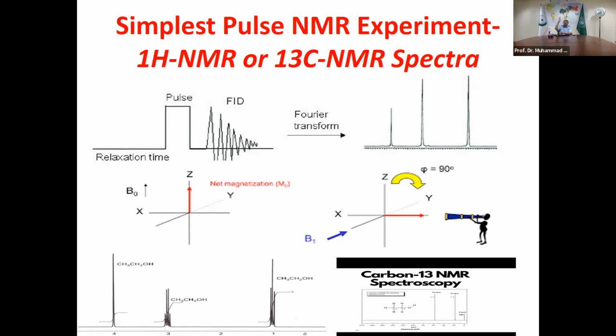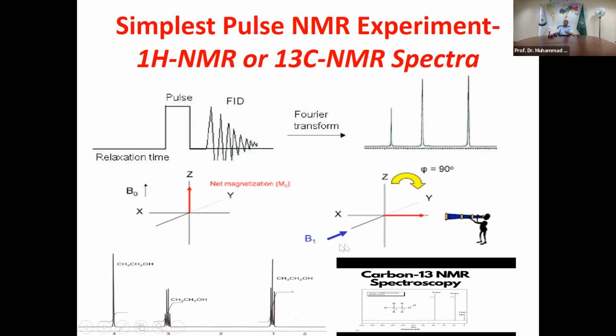Preparing means that you are actually waiting till it becomes fully restored towards the longitudinal direction, and then you again give a pulse, you bring it to the XY plane, you turn on the detector, you get FID, you do Fourier transformation, and you get signal. And the same thing is represented by a vector diagram. So this is the B naught direction, this is the Boltzmann distribution axis, net magnetization, bulk magnetization vector, longitudinal axis.